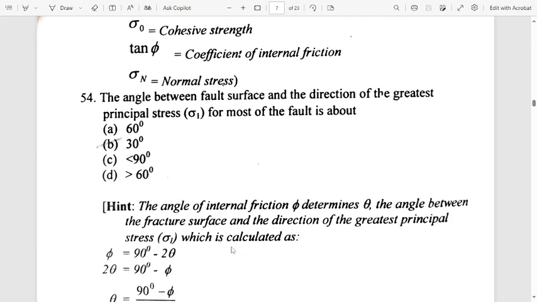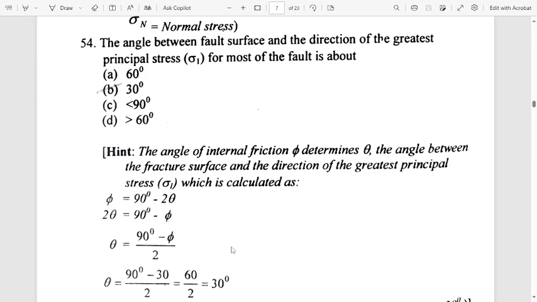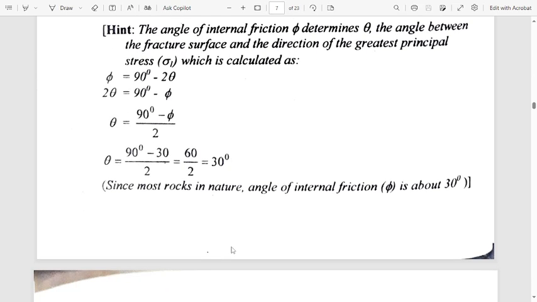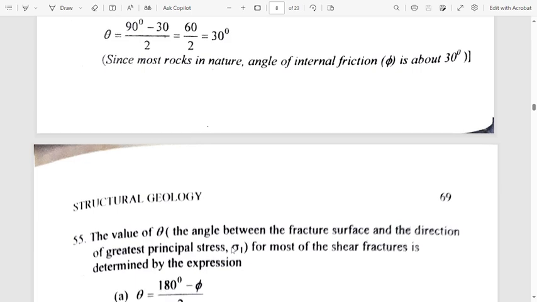The angle between fault surface and the direction of the greatest principal stress, sigma 1, for most of the fault is about 30 degree. The angle of internal friction phi determines theta, the angle between the fracture surface and the direction of the greatest principal stress, sigma 1, which is calculated as phi is equal to 90 degree minus 2 theta. 2 theta is equal to 90 degree minus phi. Theta is equal to 90 degree minus phi by 2. Theta is equal to 90 degree minus 30 degree by 2, that is 60 degree by 2, 30 degree. Since most rocks in nature, angle of internal friction phi is about 30 degree.